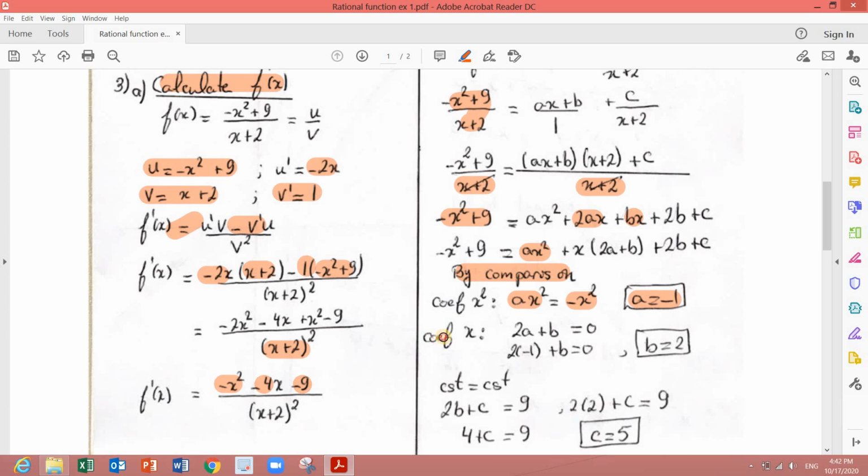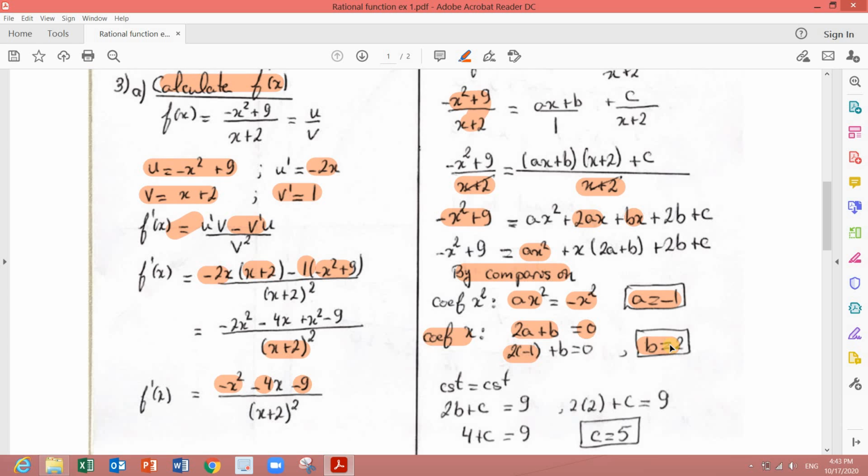The coefficient of x now should be equal on the two sides. On the right side I have 2a plus b. On the left side I don't have x, so the coefficient of x is equal to 0. So 2a plus b equals 0. We replace a by its value, which is minus 1. 2 times minus 1 plus b equals 0, then b equals 2.